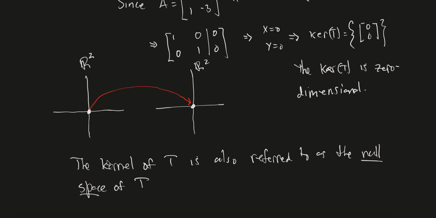Many authors will refer to it as the kernel. Others will refer to it as the null space. And now we know how to find it, we can talk about its dimension, and we can talk about a basis for this kernel. All right, see you in the next video when we talk about another important set that's associated with these linear transformations. See you then.